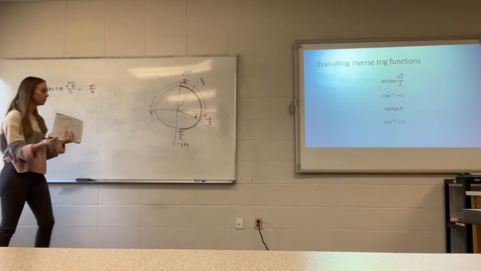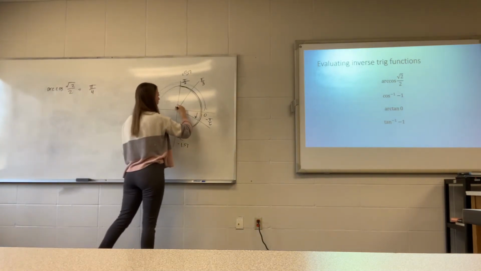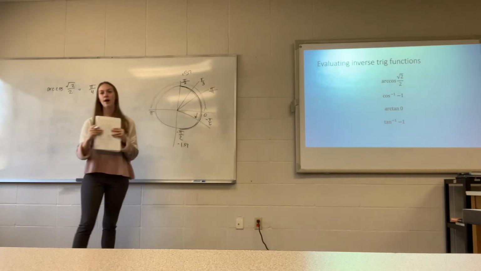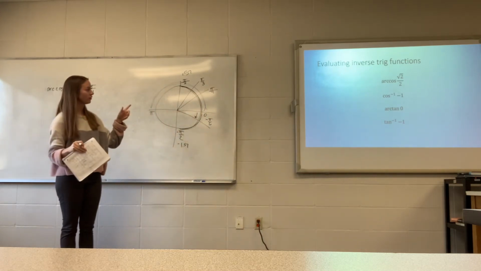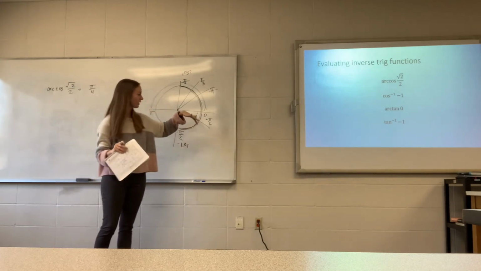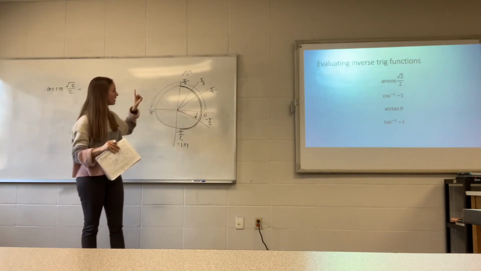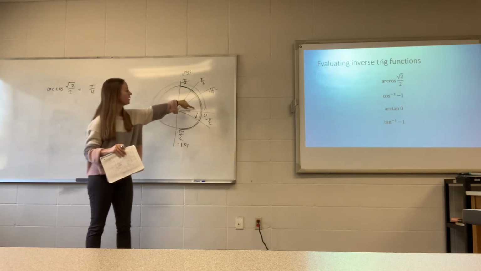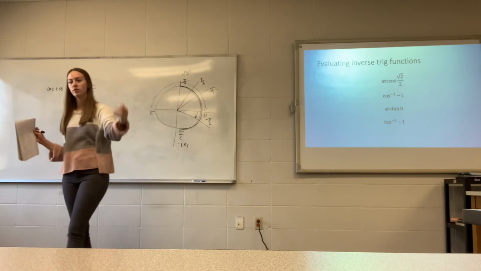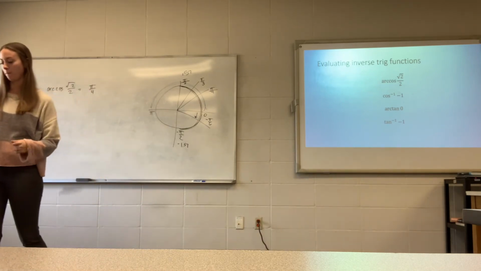Yep, because if I were to look on my circle at pi over 4, right here in the middle, I have a cosine value of square root of 2 over 2. And that's in my correct domain, okay? Because I know that my cosine is in quadrants 1 and 2. It's in quadrant 1, so that works for us. So it's going to be pi over 4.